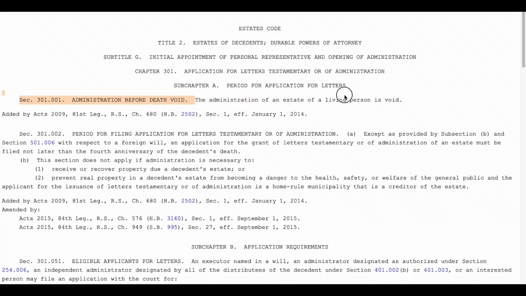The administration, there it is. The administration of an estate of a living person is void. So if you got something going on and you prove that you're alive, you're shutting all that down. That's all y'all got to do. Shut it down. Okay? That's probate. All this stuff starts at probate. Get to the root of the problem. The root of the problem is in probate.